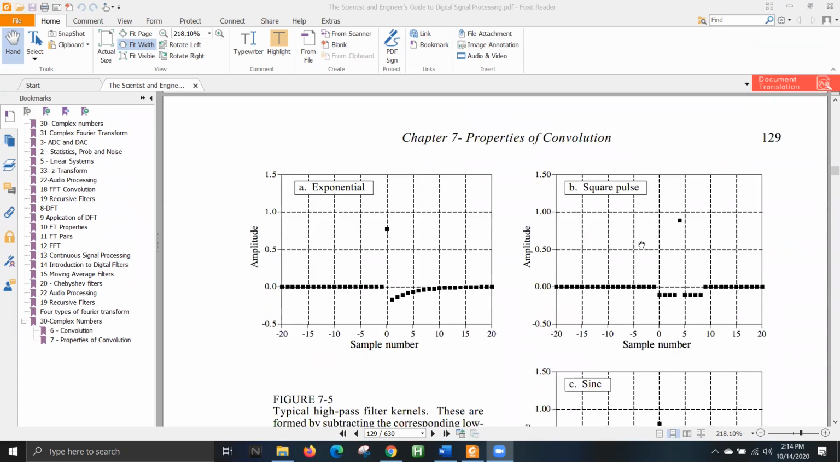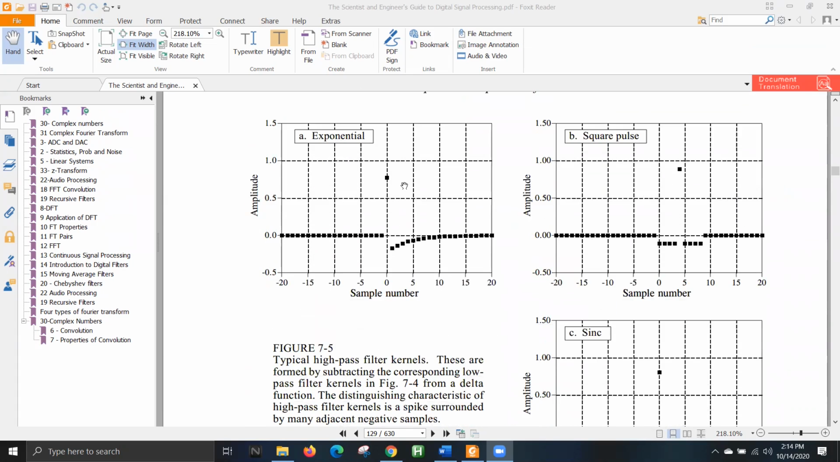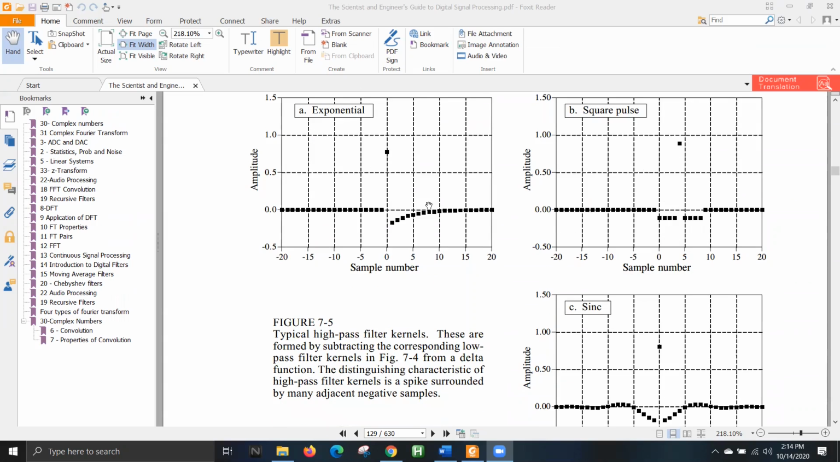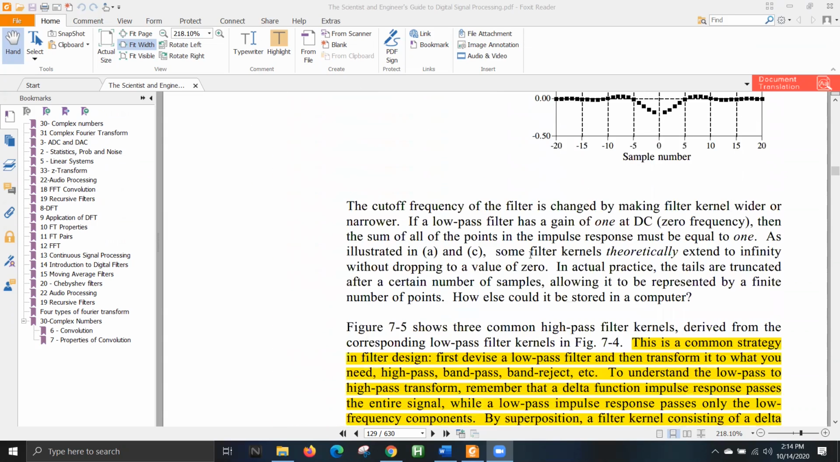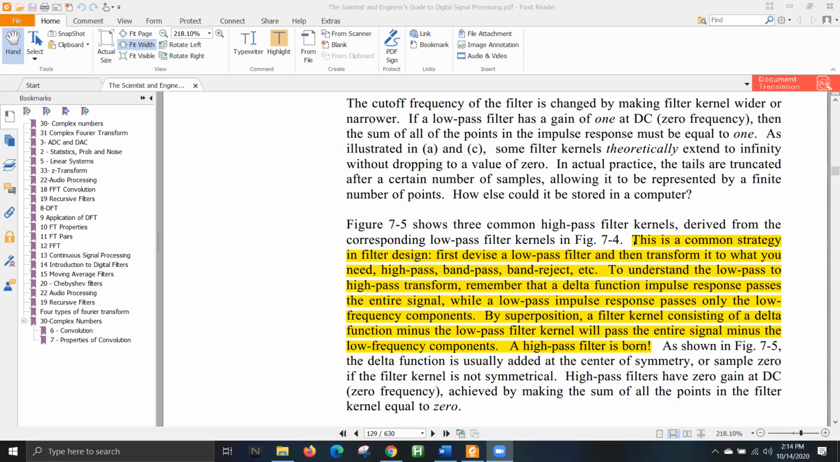Now we move on to high pass filters, and how are they different from low pass filters? There is a common strategy in filter design to get high pass filters. Not just high pass filters, any pass filter you can get by first designing the low pass filter, then doing some operations on that. So first you devise a low pass filter and then transform it into whatever you need. In this case, we'll just be talking about the high pass filter.